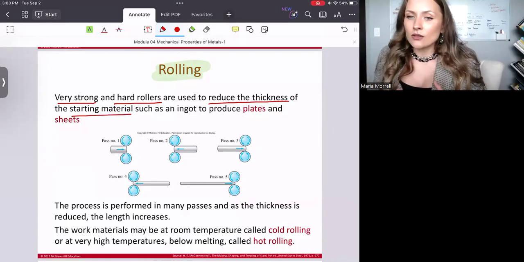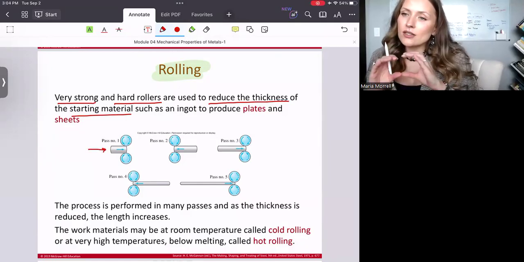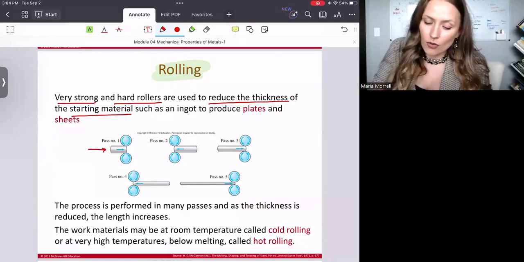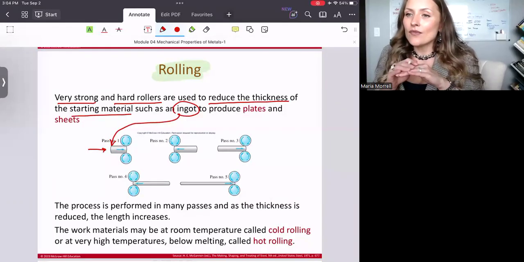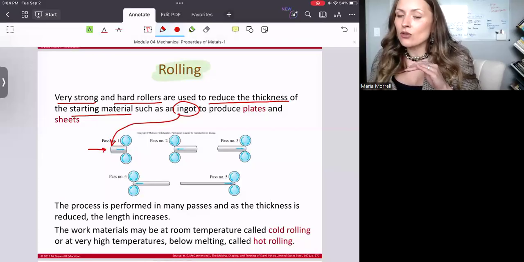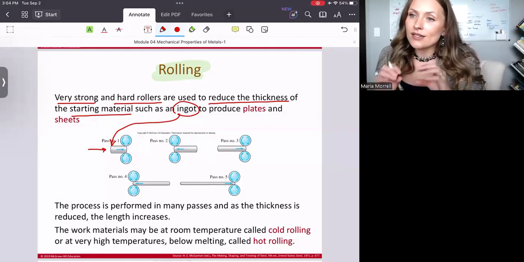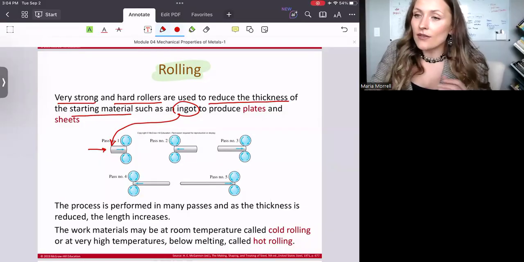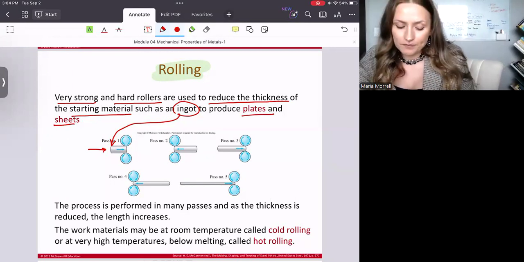The starting material, as you can see here in the image, is usually an ingot. This is an example of the ingot. The idea is that we pass it through the rollers, and as we do so, we reduce the thickness of the material, and this allows us to produce plates and sheets.